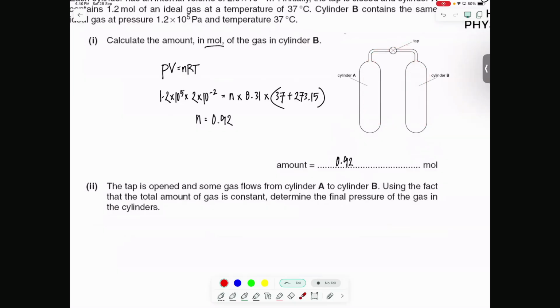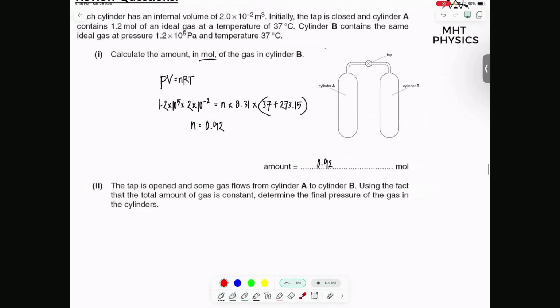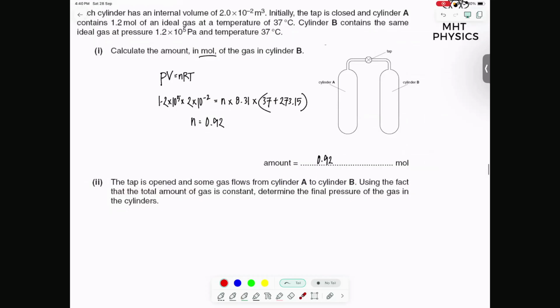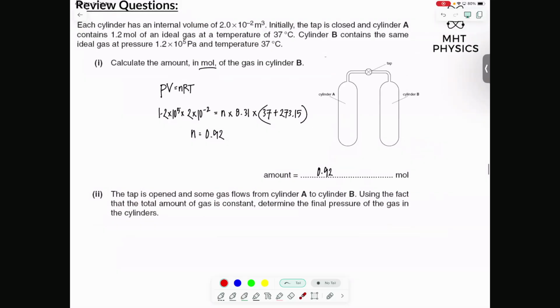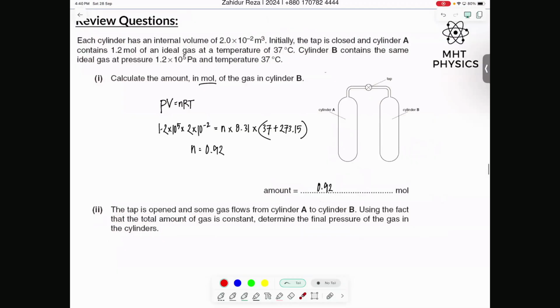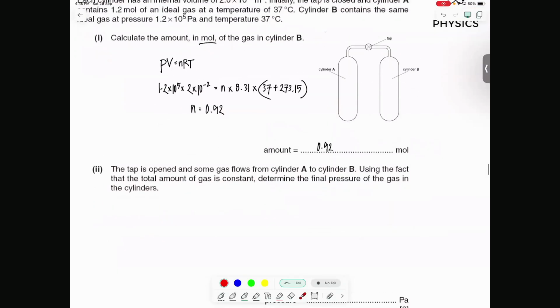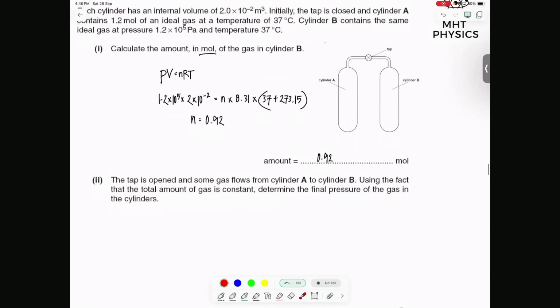So can you try this? I think it's 0.93 actually, the math. 0.93.